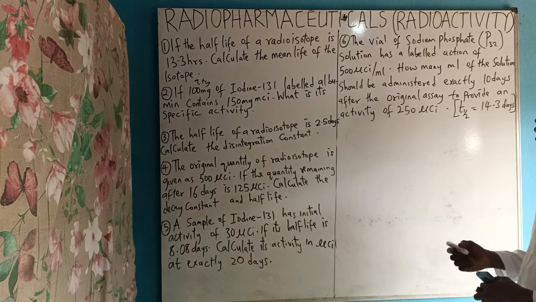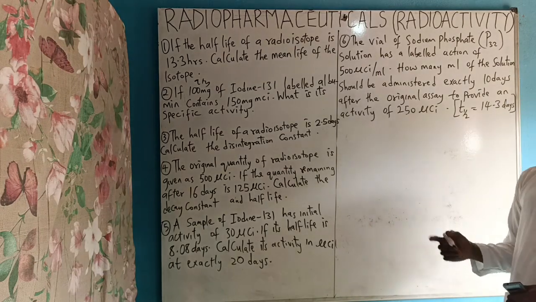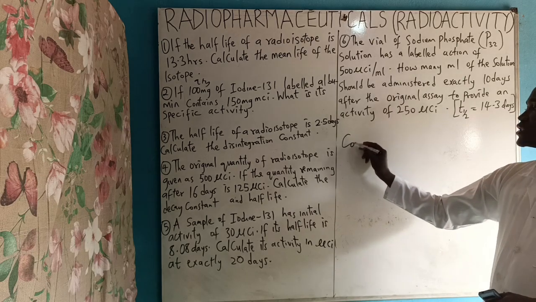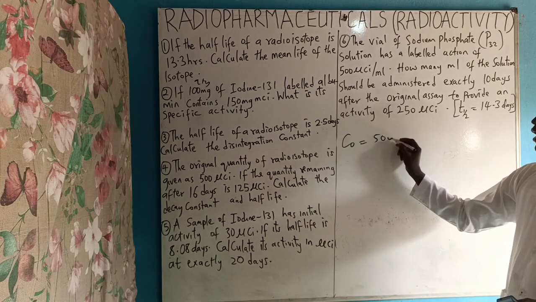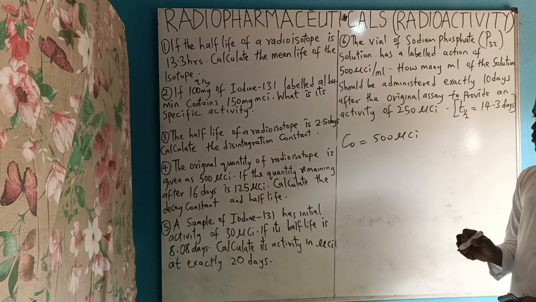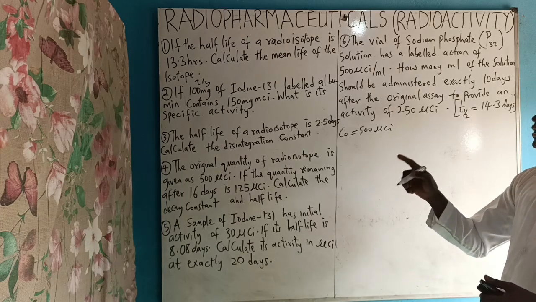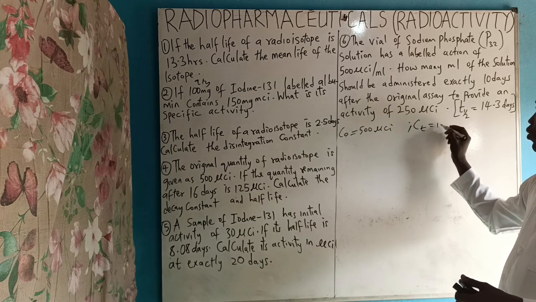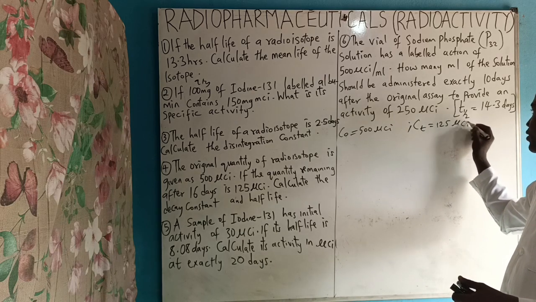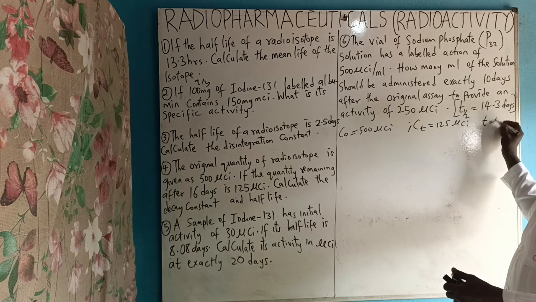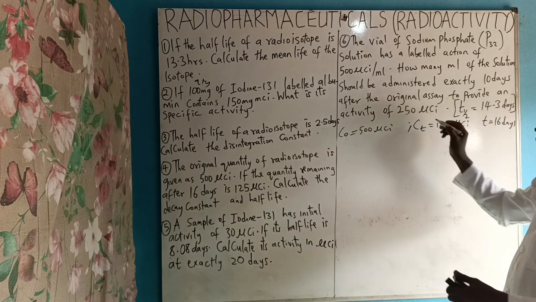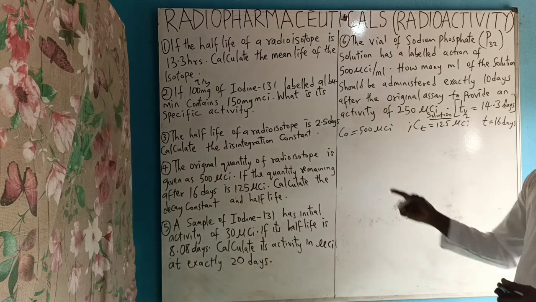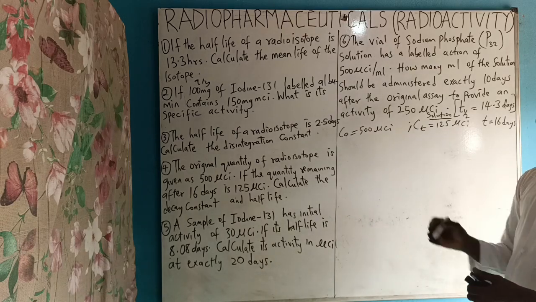Now to solve question number 4. The original quantity of radioisotope is given as CO equal to 500 microcurie. If the quantity remaining after 16 days, we'll call it CT, equals 125 microcurie, after 16 days, calculate the decay constant and half-life.